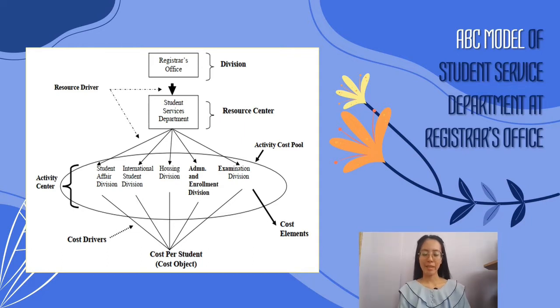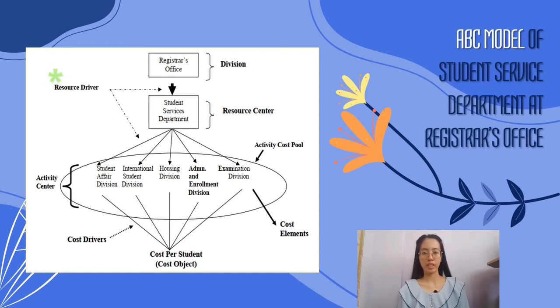To apply the ABC system, the most important task is to identify the drivers. There are 2 drivers, namely resource driver and cost driver. Resource drivers are the links between the resources and the activities. As shown in the figure, resource drivers allocate the total budget of the Registrar's Office to the Student Service Department.